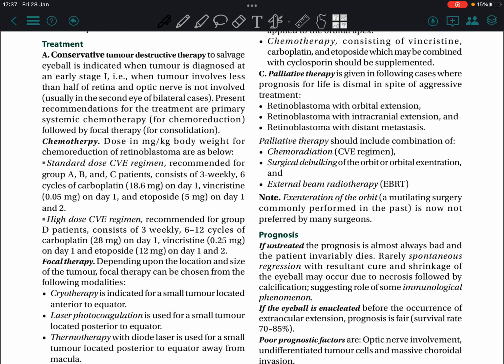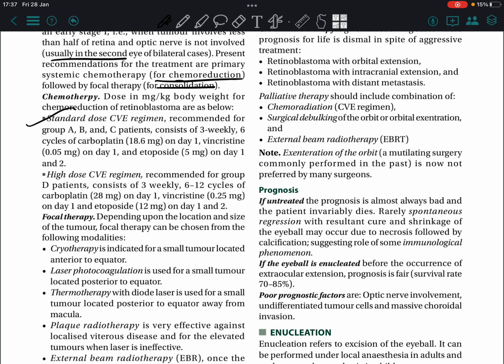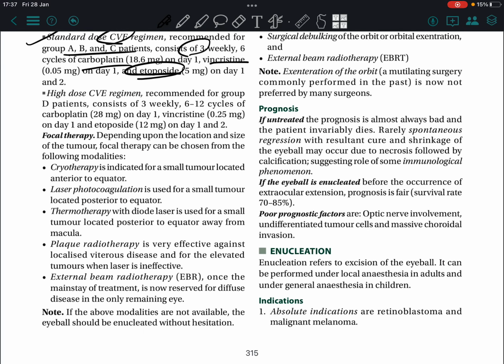Treatment. Conservative treatment: chemotherapy. Standard dose CVE regime for group A, B, C patients, every 3 weeks for 6 cycles: carboplatin, vincristine, etoposide. High dose CVE for group D and E patients. Focal therapy: cryotherapy, laser thermotherapy, plaque radiotherapy, external beam radiotherapy.